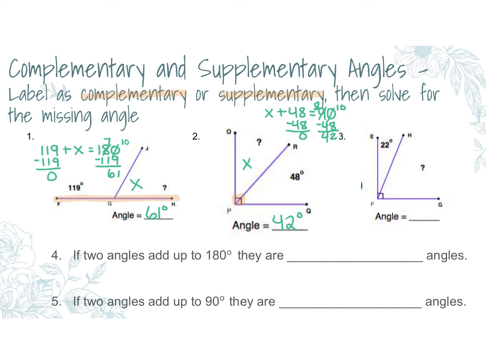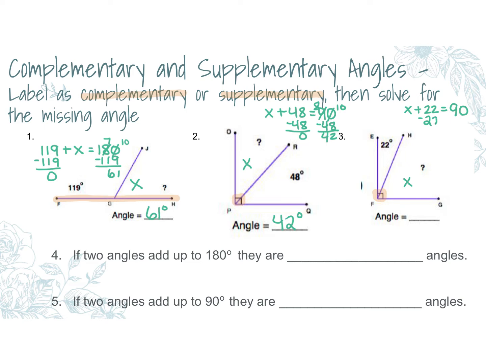In question 3, again I see that the two angles form a perfect corner. So again, these would be complementary angles and they would add up to 90 degrees. So I can write an equation to solve for my missing angle x. X plus 22 degrees for the other angle will equal 90 degrees.